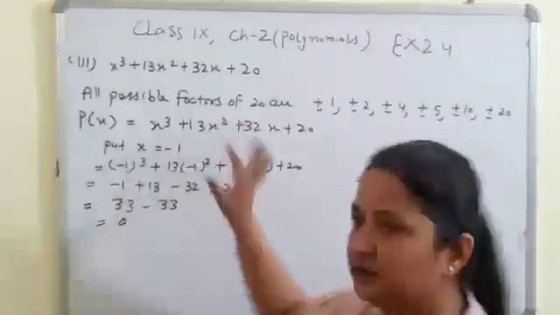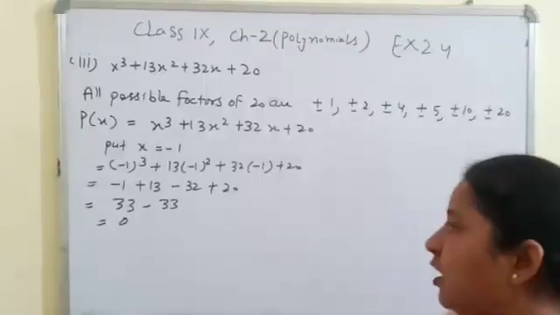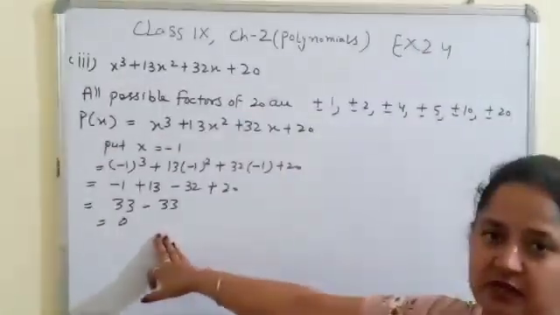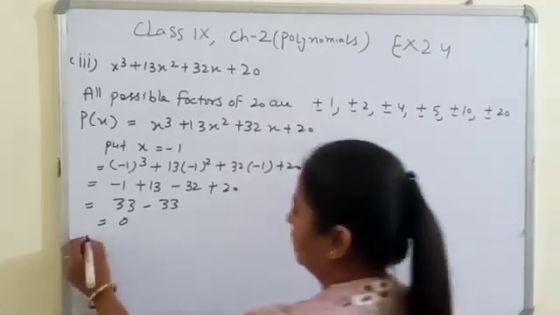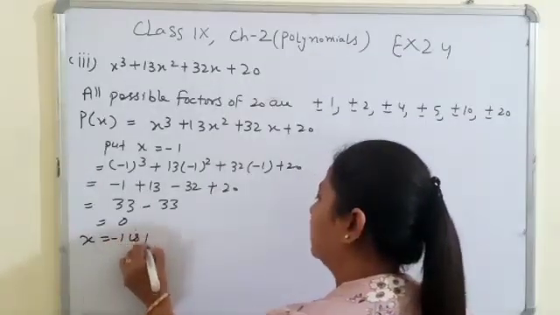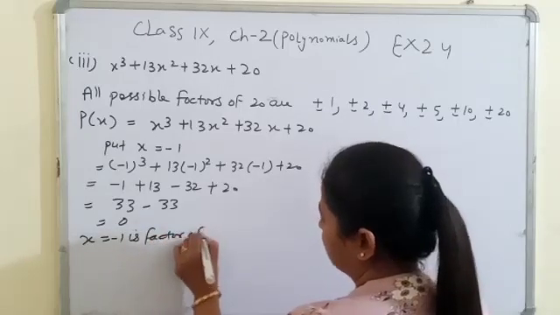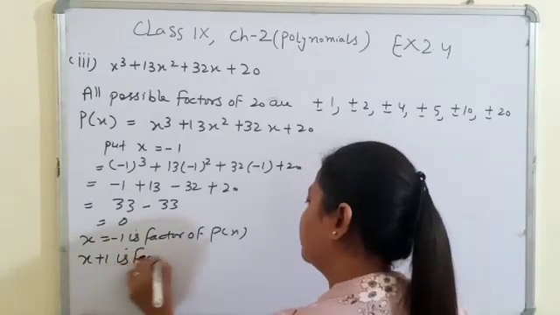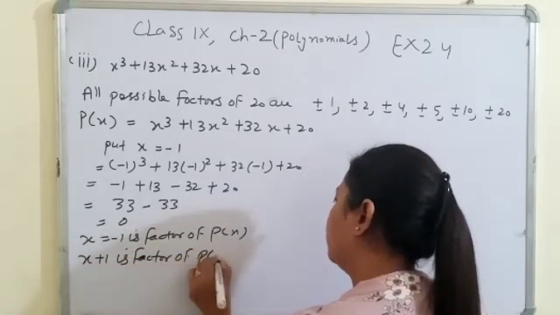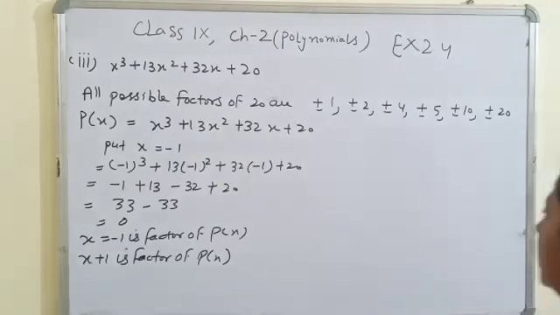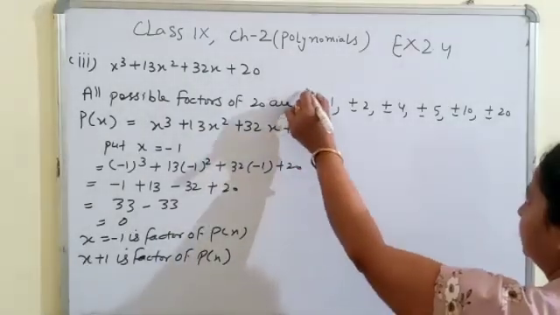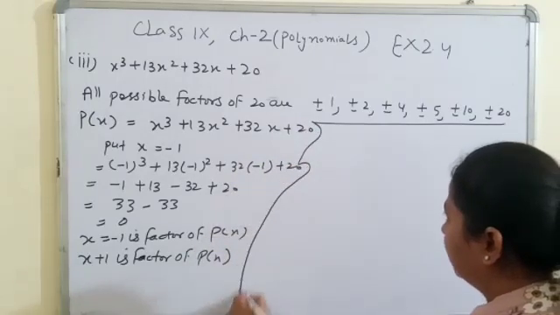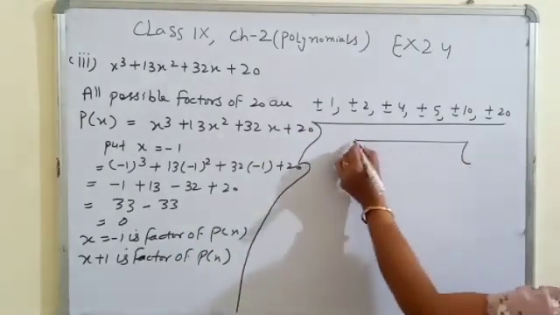So here x equal to minus 1 is a factor of the polynomial, because after substituting x equal to minus 1, the result is 0, the remainder is 0. So we can write that x equal to minus 1 is a factor of p(x), or x plus 1 is a factor of p(x), the given polynomial. So let's do the division by the algebraic method, which you have already done in class 8.